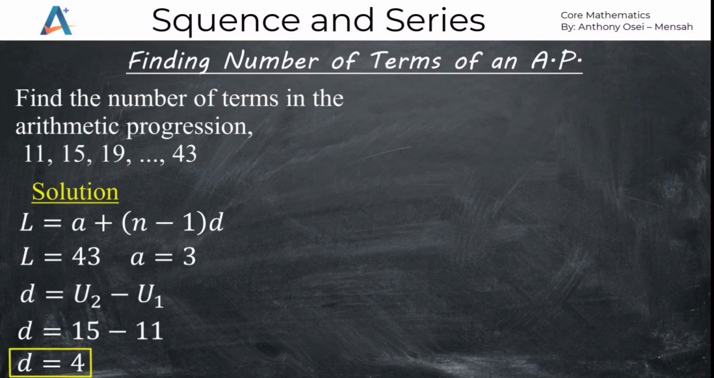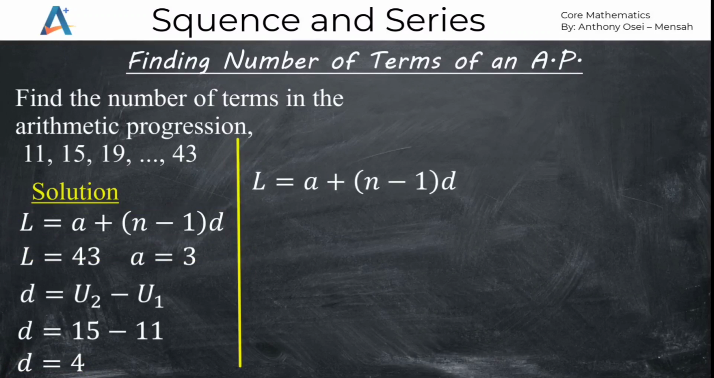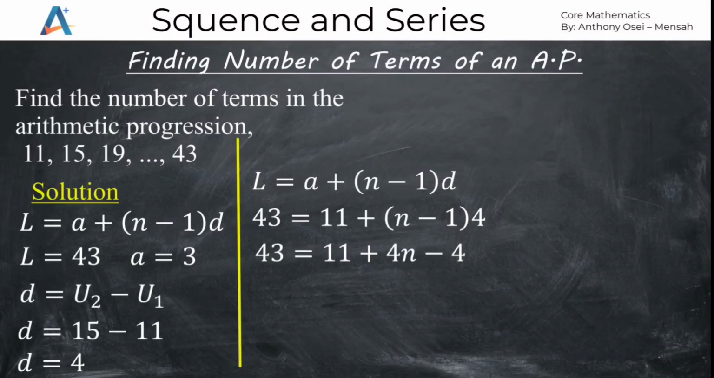Now using this, let's make substitutions into the formula. So l, the last term, is equal to the first term plus n minus 1 times the common difference, where n is the number of terms. So the subject of the whole formula is supposed to be n, the number of terms. So let us now make the substitution. l is 43, a is 11, plus n is unknown because that is what we are supposed to find, minus the 1 is there, and the common difference is 4. Now let's expand the bracket. So 43 is equal to 11 plus 4 times n is 4n. 4 times negative 1 is negative 4.